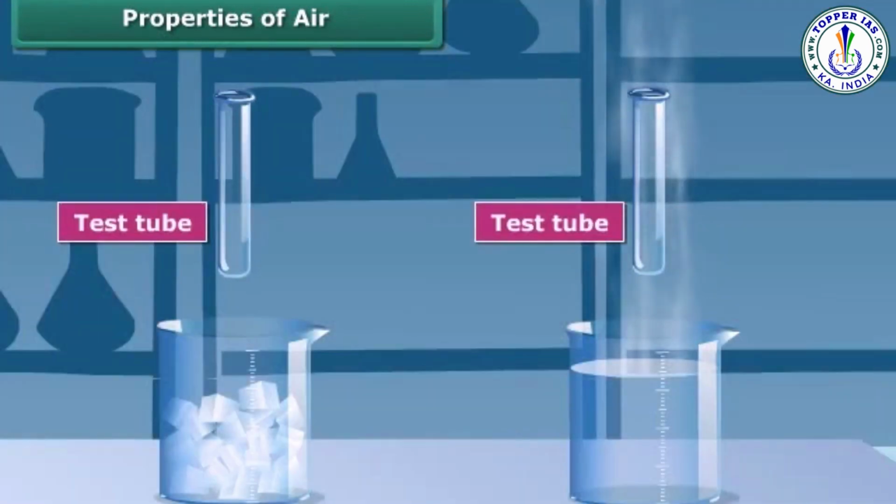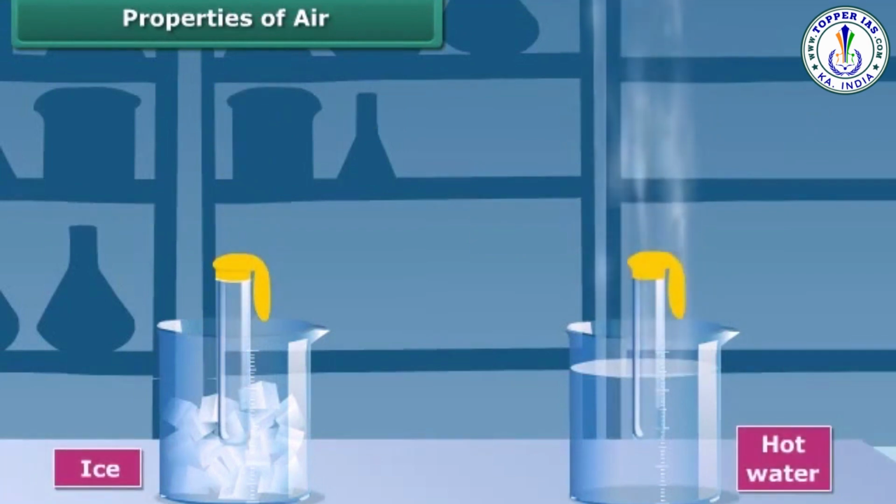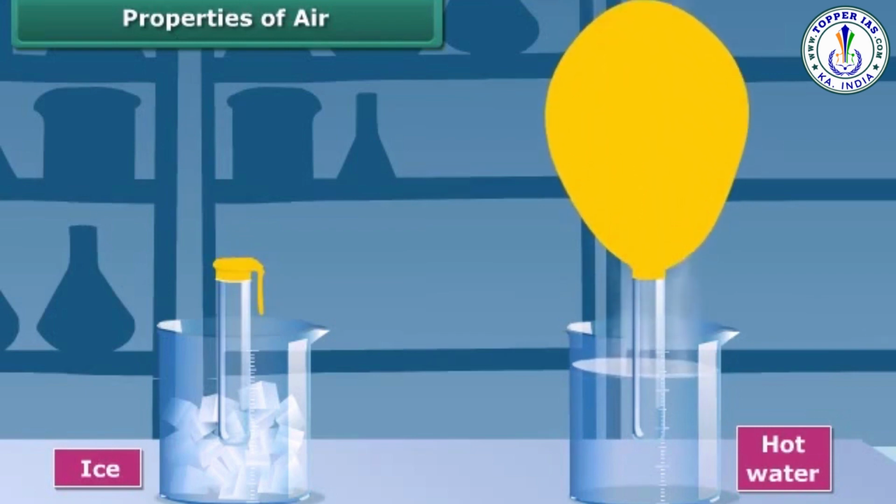Now take two empty test tubes and place a balloon over the mouth of each test tube. Put one test tube in a pan of hot water and the other one in a pan with ice. Observe carefully. The balloon on the test tube in hot water begins to inflate.